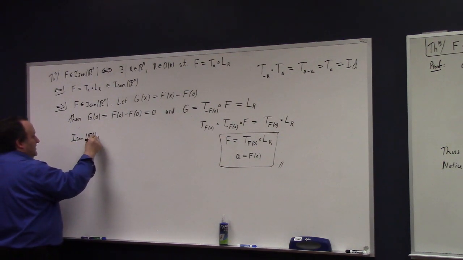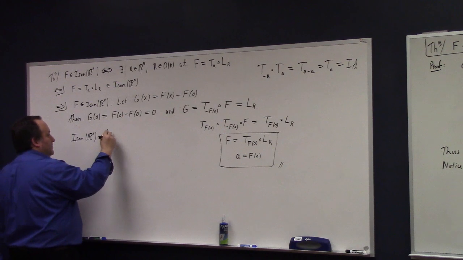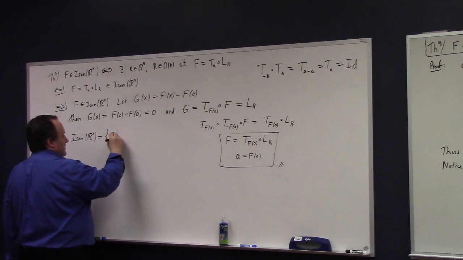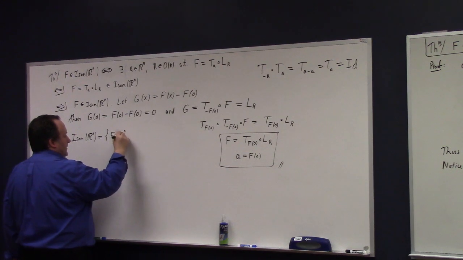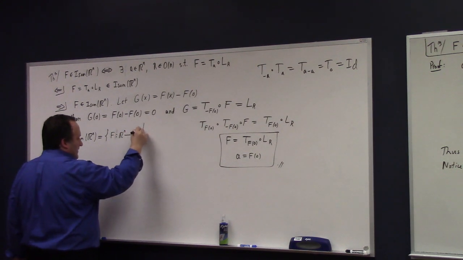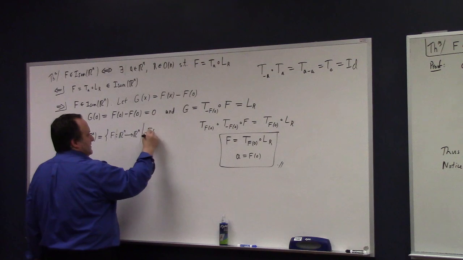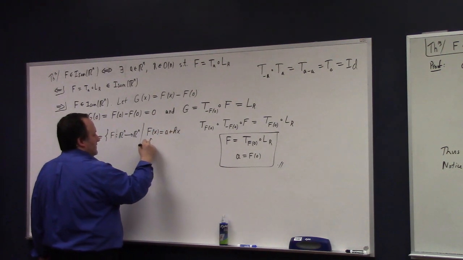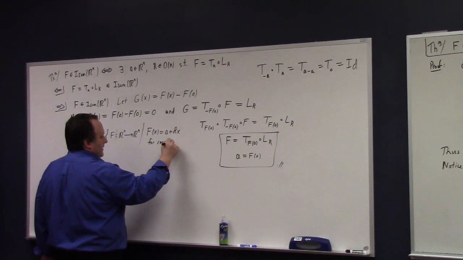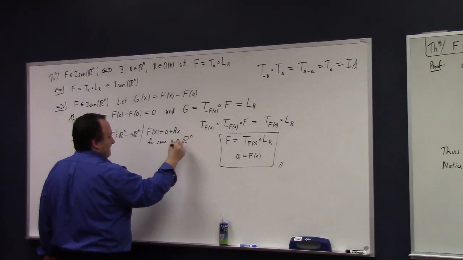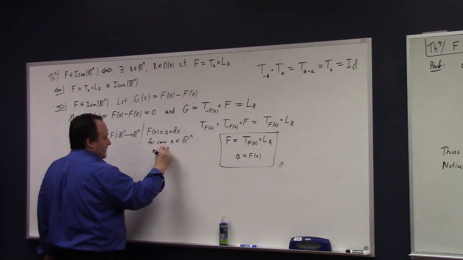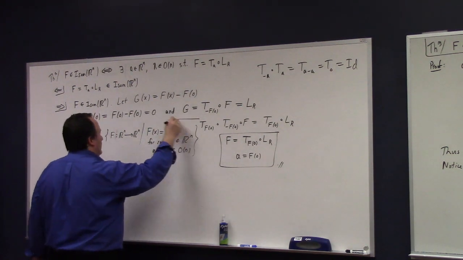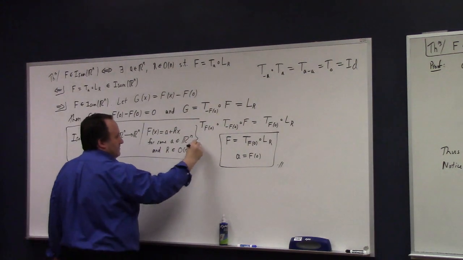The isometries of Rn are the set of f from Rn to Rn such that f of x is equal to a plus Rx for some a in Rn and R in On. There you go, that's the isometry group in Rn.